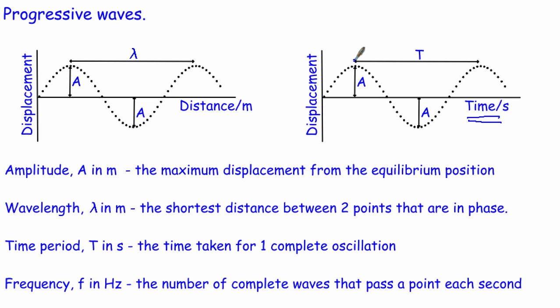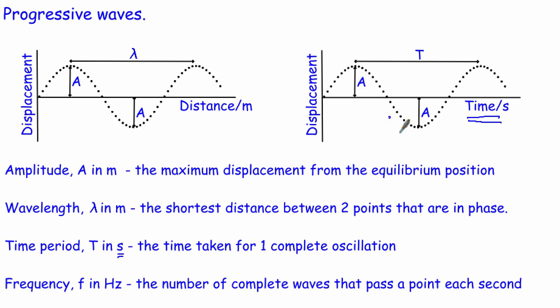That's the amount of time it took this particle to perform one cycle or one oscillation, and that's given a special name. That's called a time period. It's given the symbol T, and because it's a time, it's measured in seconds. It's simply defined as the time taken for one complete oscillation. In other words, the time it takes to go from here down to the bottom and back up again.